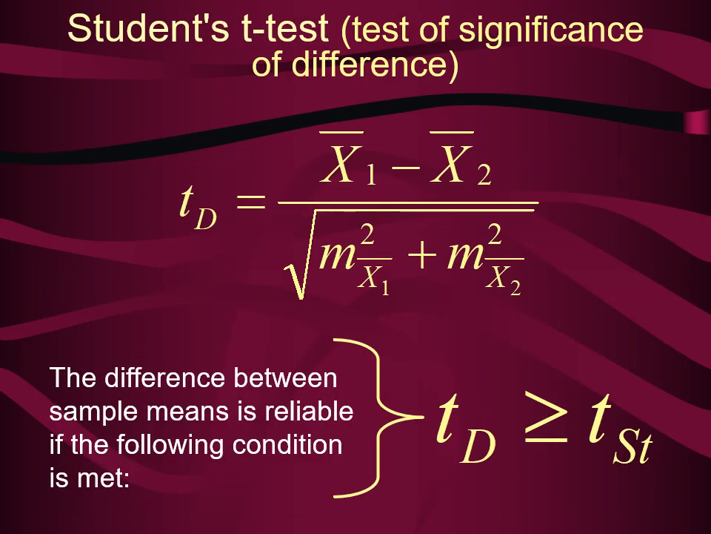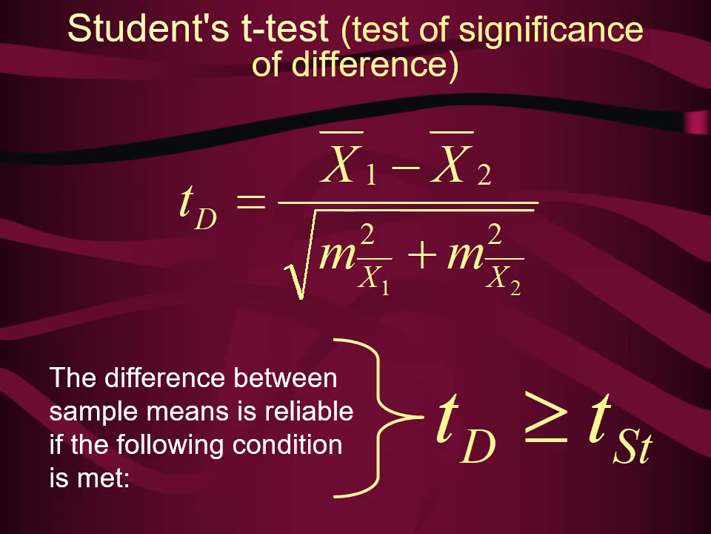So, now we are going to describe this formula, and I think that today's lecture will end with a rather complex and voluminous number of formulas and material in general. So, the Student criterion, the criterion of the reliability of the difference.